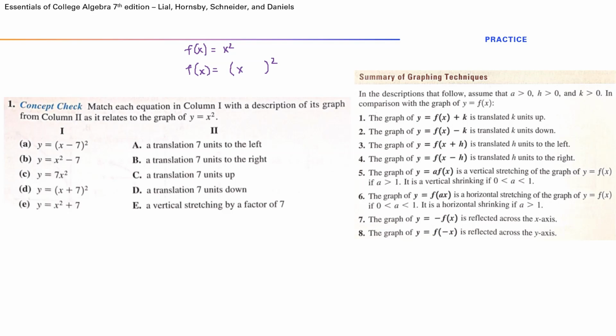Now match its equation in column 1 with the description of its graph from column 2. So we have x minus 7. It's inside, minus 7 that we write right here, and that minus means it translates 7 units to the right. So this one matches with B.